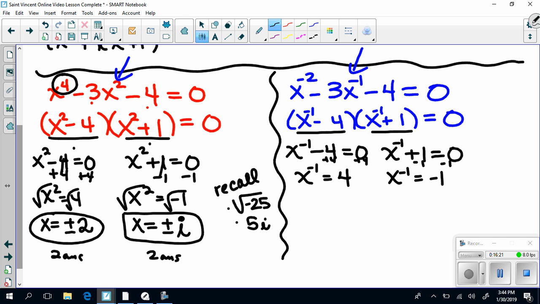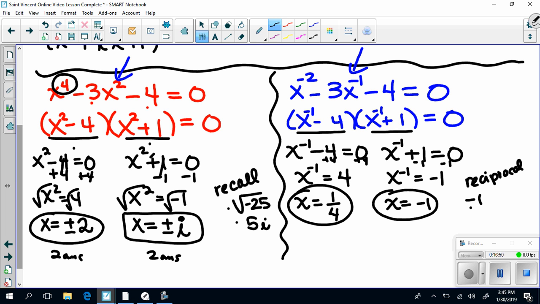Now, if you're not too sure about negative 1's, over here the opposite of x squared was square root, but over here, what is a negative 1? That is actually reciprocal. So if x to the negative 1 equals 4, then x equals 1/4. That is a reciprocal. Over here, if I did negative 1 over negative 1, I still end up with negative 1. So regardless, if you flip negative 1, you still end up with negative 1. So there are your two answers.